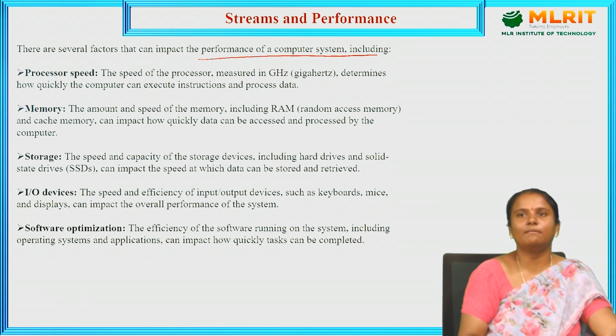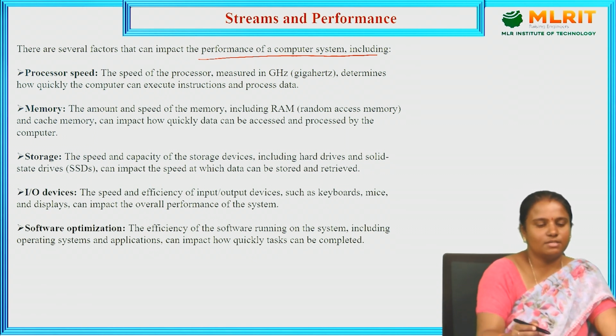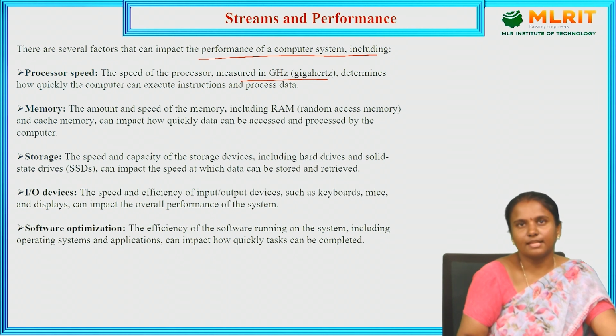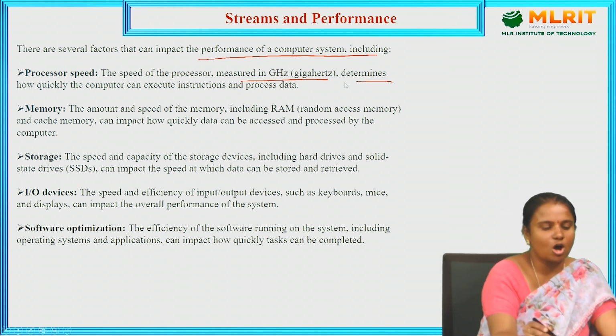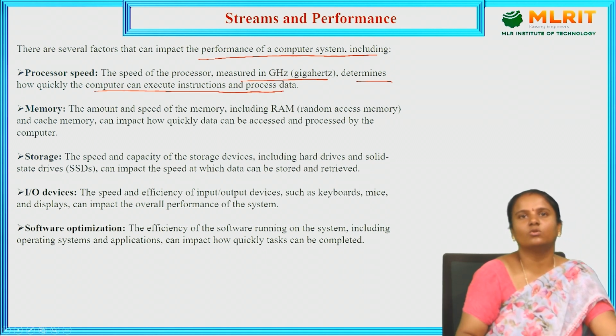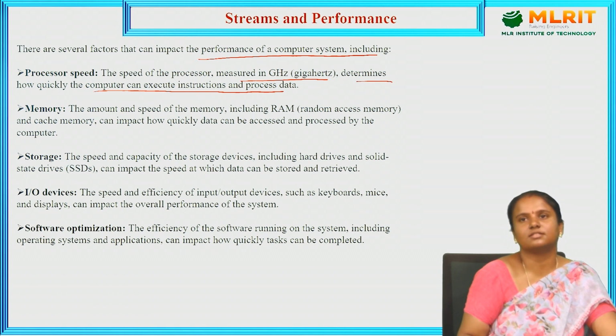So what do you mean by processor speed? Here the speed of the processor is measured in the format of gigahertz. It determines how quickly the computer can execute each and every instruction and how it can process each and every piece of data. That is how processor speed affects the system's performance.